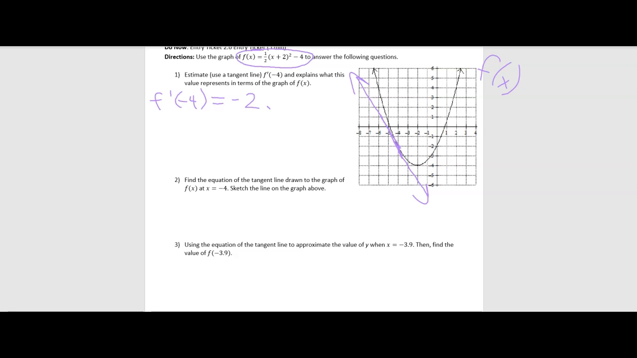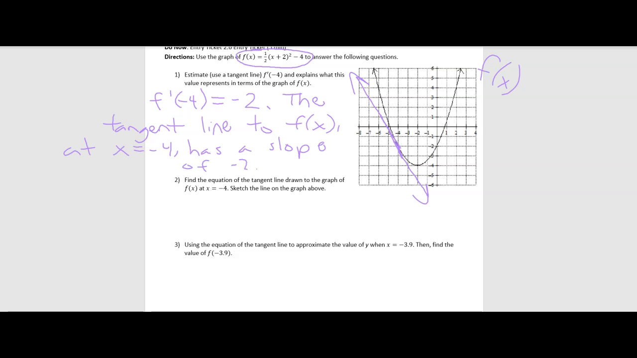So again, a derivative is the slope of the tangent line. So this means that the tangent line to f of x at x equals -4. I'm not going to put my comma there. It's not how English works. There we go. Has a slope of -2.